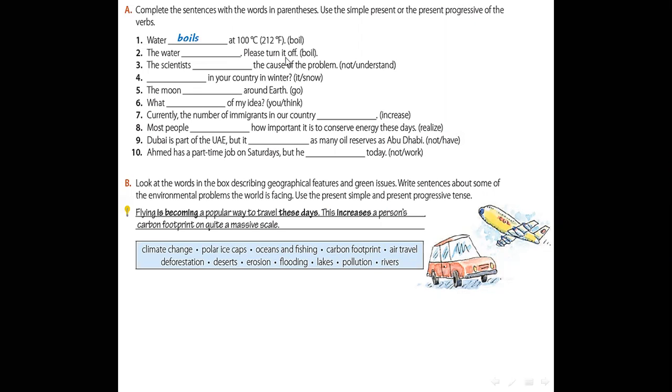Number 2. The water, please turn it off. It's a temporary state, so we use present progressive. Excellent. Verb to be plus ing: is boiling.